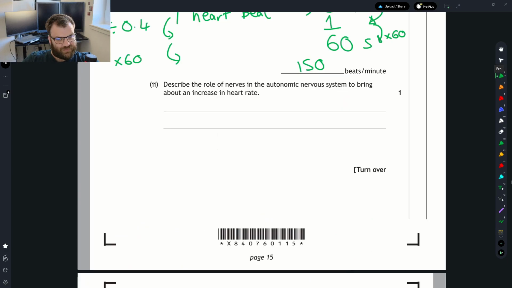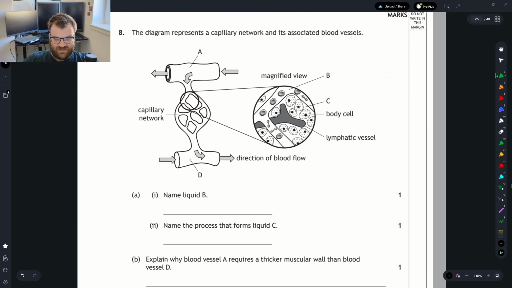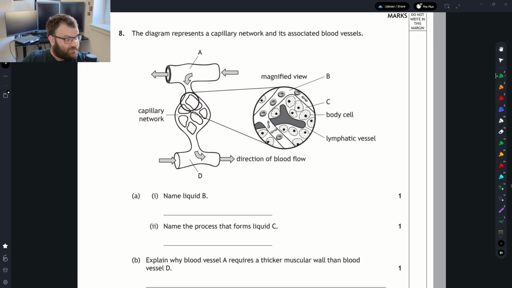In these questions, we're talking about sympathetic and parasympathetic. Sympathetic brings an increase, parasympathetic slows down the heart rate. We're dealing with an increase, so it's going to be sympathetic. And then in terms of the chemicals, adrenaline or noradrenaline will cause it to go up, whereas acetylcholine with the parasympathetic ones would slow it down. That's our answer there. Next one, we're talking about the capillaries and blood flow.